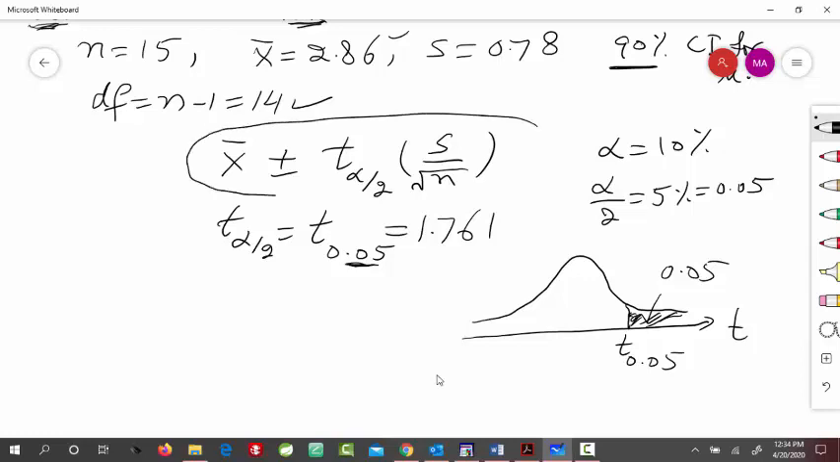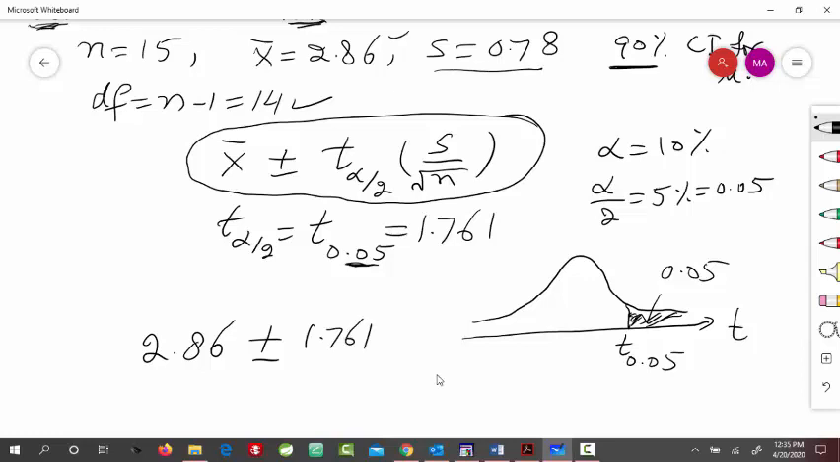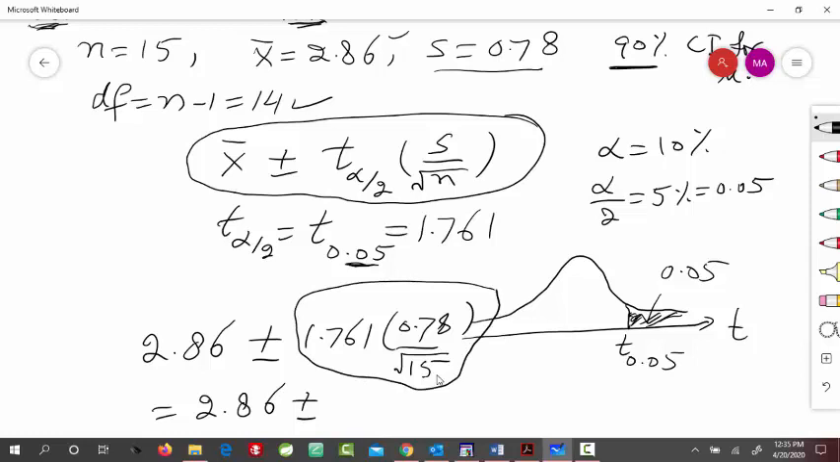So x bar is 2.86, so it would be 2.86 plus minus t sub alpha by 2, which is 1.761, and s is 0.78, divided by square root of 15, since n is 15. That's equal to 2.86 plus minus, and this part here would be simplified into 0.35.